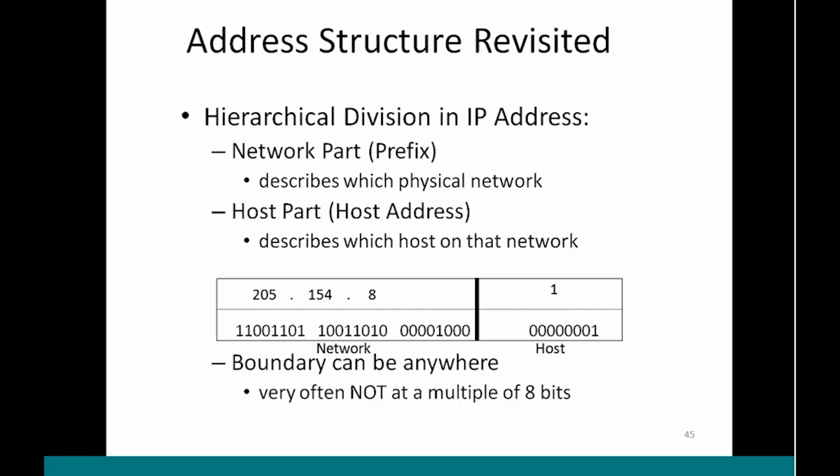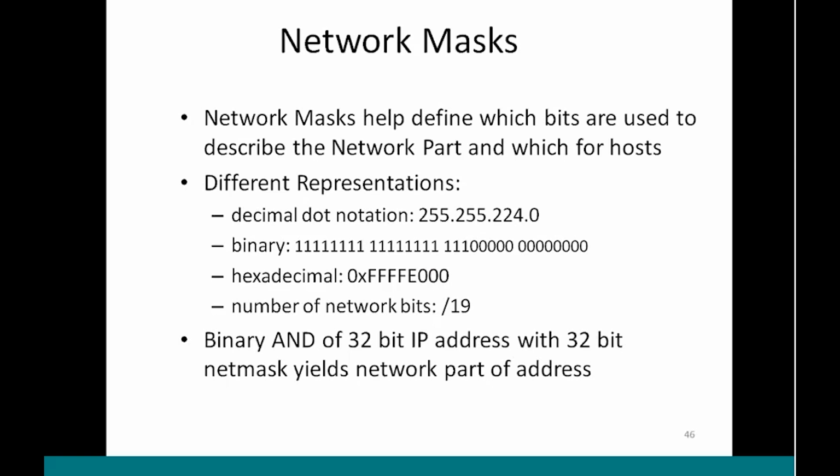And how we determine what is the network part and what is the host part is by using a network mask. So let's look at what the network mask is. The network mask helps define which bits are used to describe the network part and which are used for the hosts. There are different representations again for the network mask. You can define the network mask in decimal dot notation, which is 255.255.224.0. This is one of the examples.